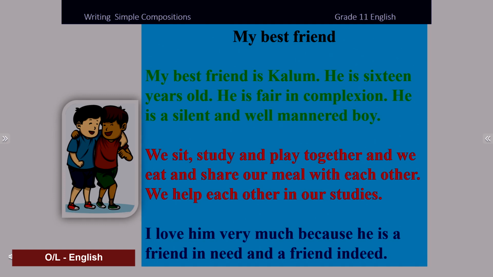Fine. Now, in the body of the composition, we have more details. You know that these two are close friends. You can look at the picture, and also he says he's my best friend. Right? You know that this friend is special when you call the friend a best friend. Right? See now what Malinder has written more about this friend. He's saying what they do together as close friends. We sit, study, and play together, and we eat and share a meal with each other. We help each other in our studies.